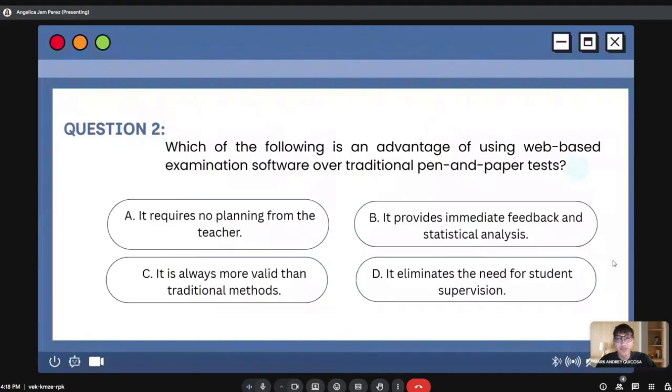So let's proceed with question 2. Which of the following is an advantage of using web-based examination software over traditional pen and paper tests? Letter A, it requires no planning from the teacher. Letter B, it provides immediate feedback and statistical analysis. And letter C, it is always more valid than traditional methods. And lastly, letter D, it eliminates the need for student supervision.